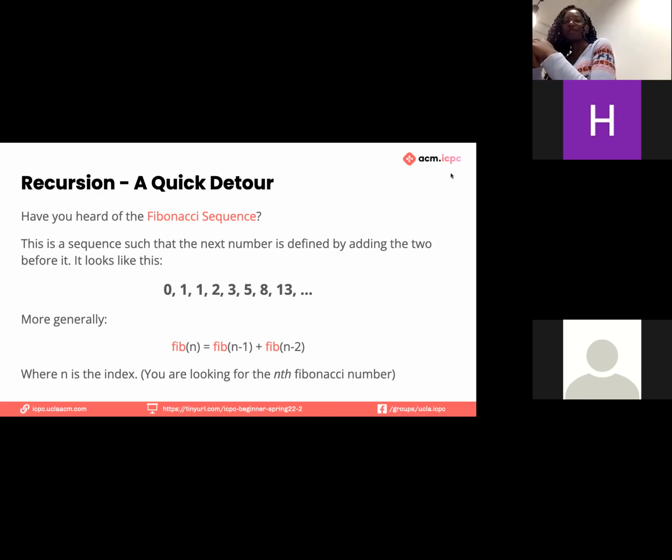So the Fibonacci sequence is an example. This is a sequence where the next number is defined by adding the two numbers before it. So we'll have 0 and 1, so 0 plus 1 is 1, and 1 plus 1 is 2, and 1 plus 2 is 3, 2 plus 3 is 5, et cetera, forever. So more generally, fib of n would be the Fibonacci of n minus 1 plus the Fibonacci number of n minus 2, right? For n, the index, where we're looking for the nth Fibonacci number. Okay, and so we can see this equation.